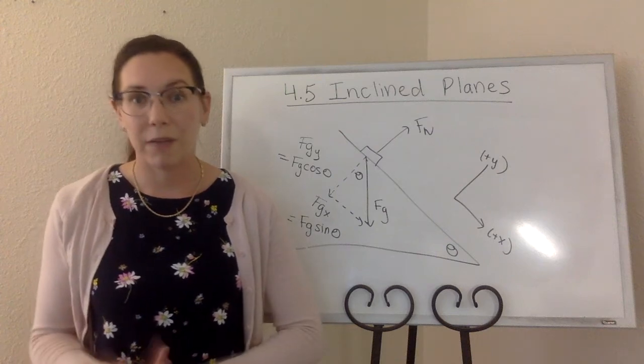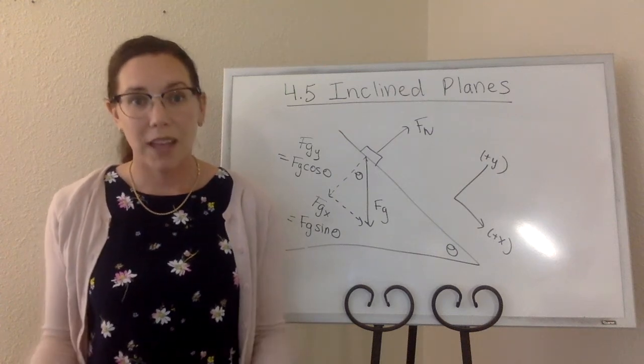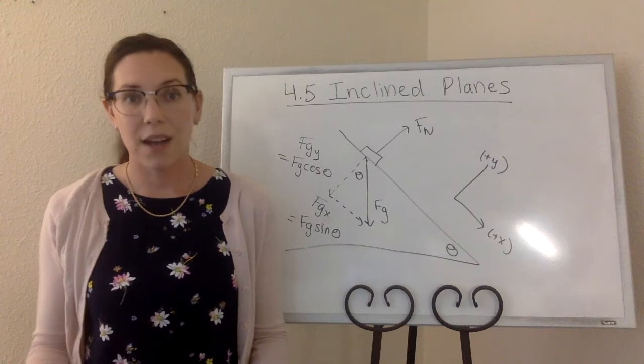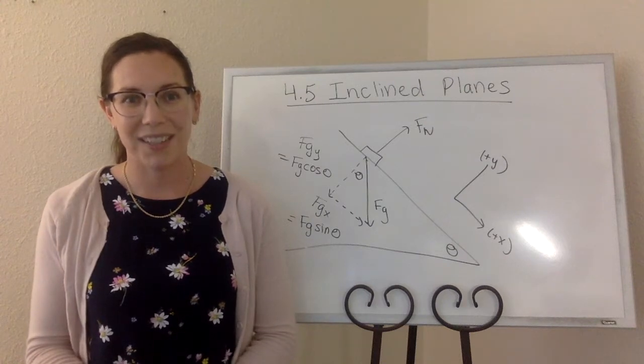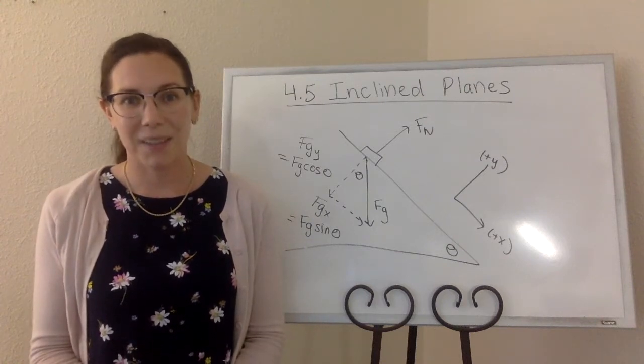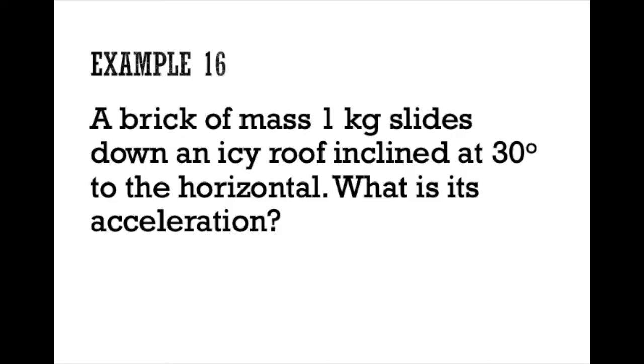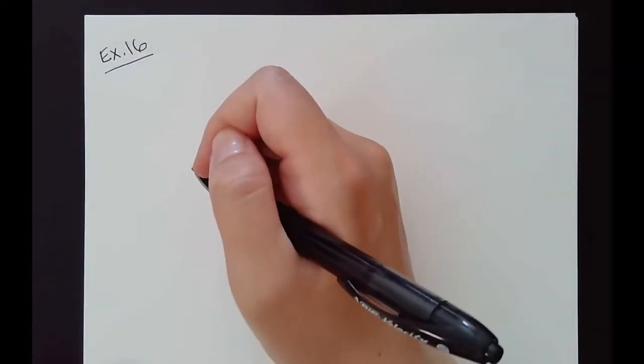So we want to write out F net x and F net y, evaluate if it's accelerating or not, and then solve for any unknowns. Okay, let's look at some examples. Example 16, a brick of mass 1 kilogram slides down an icy roof inclined at 30 degrees to the horizontal. What is its acceleration? Okay, we'll ignore friction at first. That's what it's kind of indicating by the icy roof.